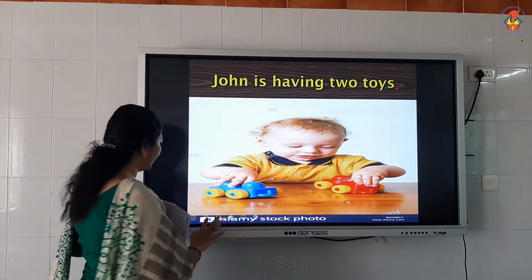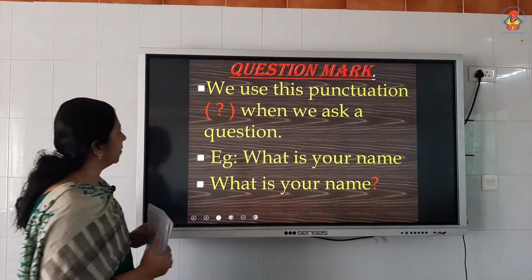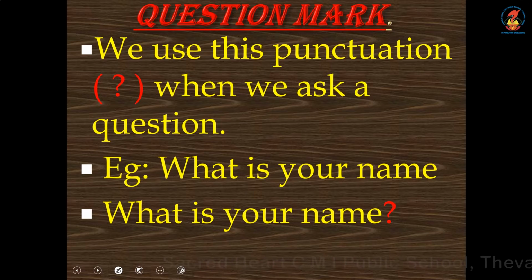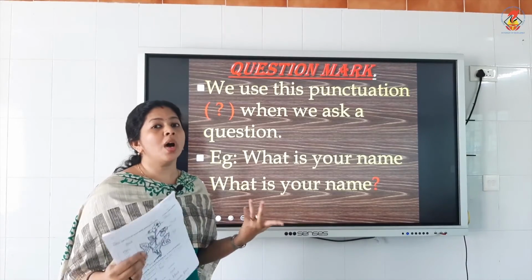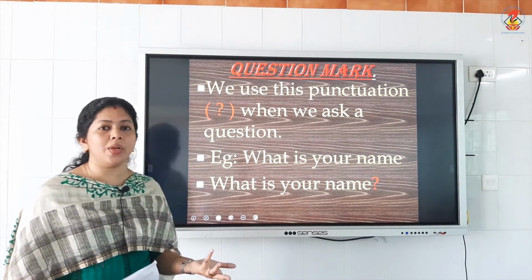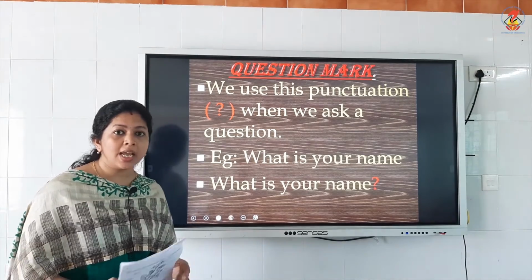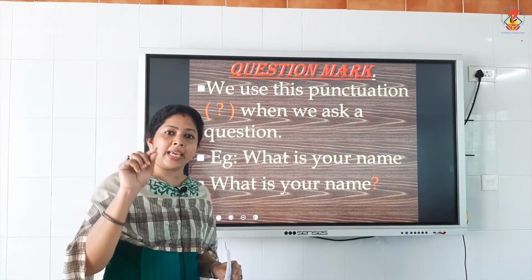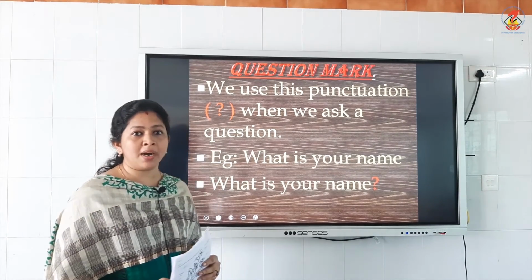Okay, children. Now the third punctuation. What is the third one? Question mark. We use this punctuation, you know, isn't it? Question mark when we ask a question. When will we use question mark punctuation, that sign, to ask a question? When we ask a question, at the end of the sentence we add question mark.